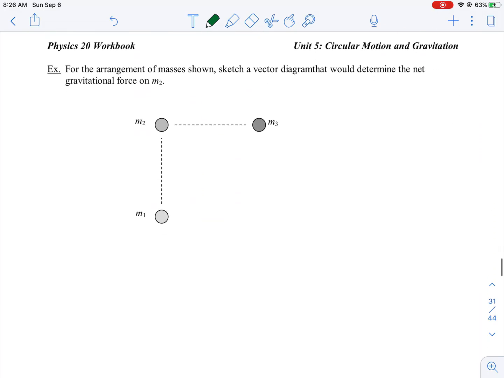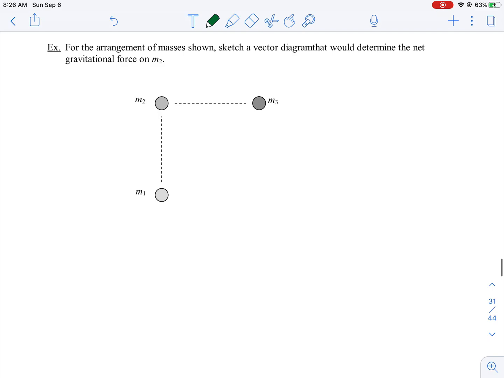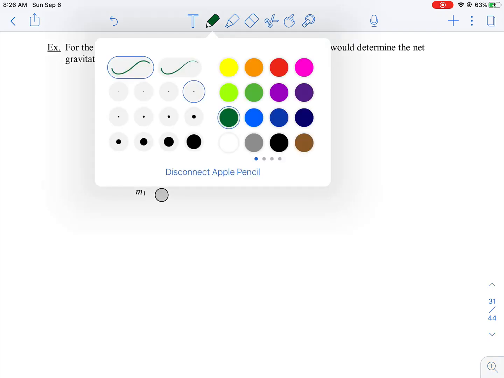All right, before we finish this first part of the lesson, I thought I put one more on here that has no numbers, but just a strategy for how you'd find the net force on M2. I do recommend you try this yourself first. Pause, give it a try. Okay, so hopefully you've given it a shot. Let's take a look at it.